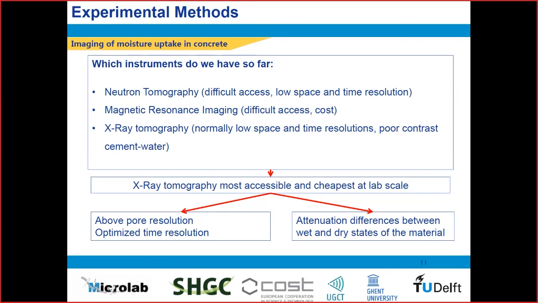I don't want to say every university, but let's say there is more access to X-ray tomography in a university than any other equipment that I mentioned before. So what can we do in order to use X-ray tomography to actually monitor 3D moisture transport? We can settle for above-pore resolution, so we won't be able to see water inside a pore, let alone the pore itself. But we can optimize the time resolution for a good enough image quality. And we can use the attenuation differences between wet and dry states of the material in order to see the differences in moisture content.